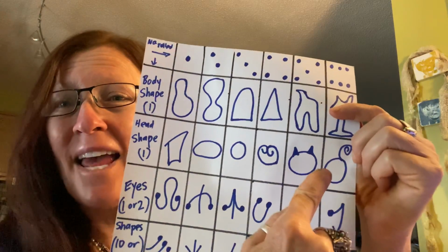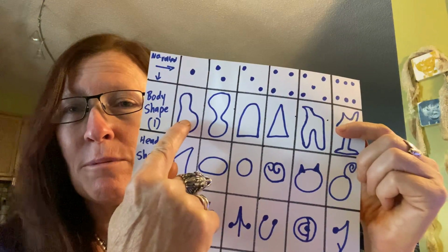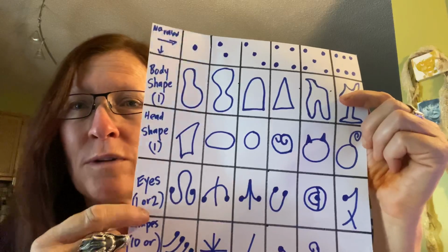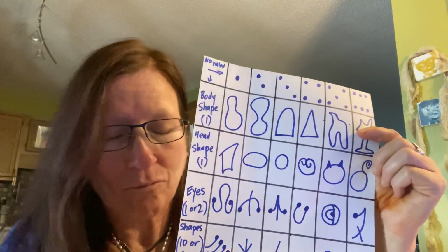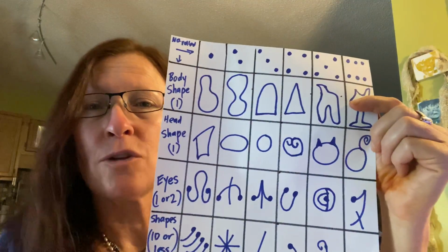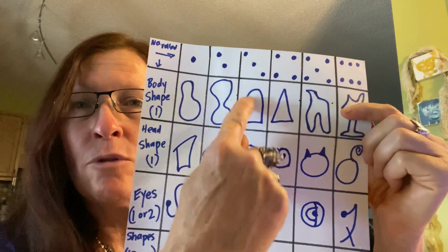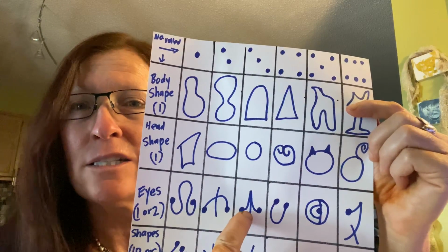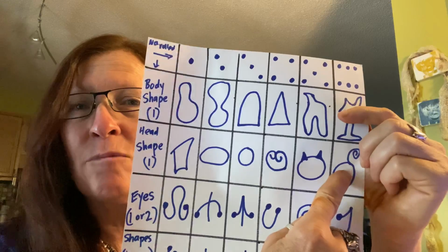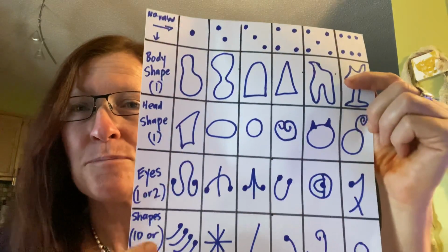If I roll my dice or I use my spinner and I roll a 6, then I come over here and this is going to be the head shape. Then I go to the next one. I'm going to roll for my eyes. If I roll a 3, then I come over here and those are the eyes that are going to be inside of my head on top of my body.